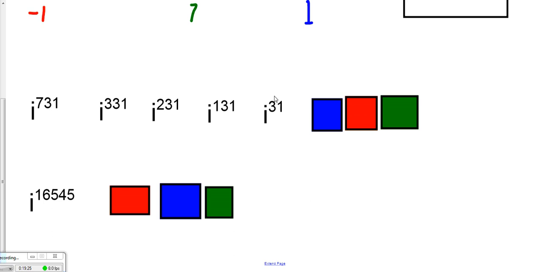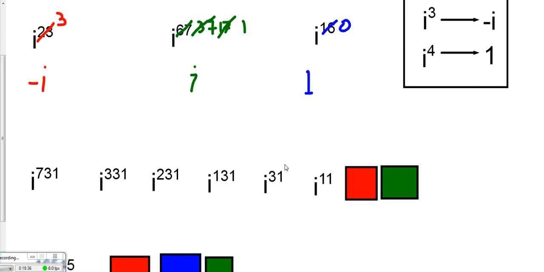From here, notice this 31, the same as this 31 because we took away 700. Now I need to start taking away 4s. So I can take away 20, just like we did up here, and call it i to the 11th. I can take away 8, because I know that's another multiple of 4. So i to the 3rd power is negative i, just like we had up here. So we can simplify i to the 731st to just being negative i.